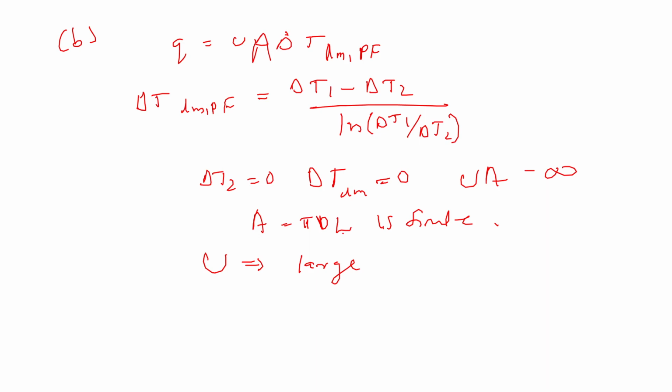Then in the formula what will happen? Delta T LM is 0, which means the whole formula will be 0. So definitely U times A will be infinity. We know that A will be pi D L, a finite value, so U will be a very large value. If U is a very large value, hence heating cannot be accomplished with this arrangement. So that is the thing.